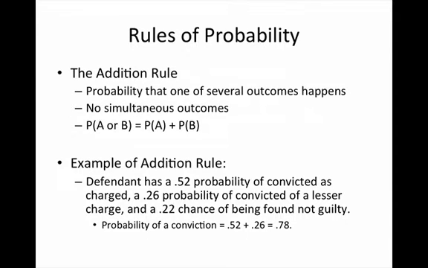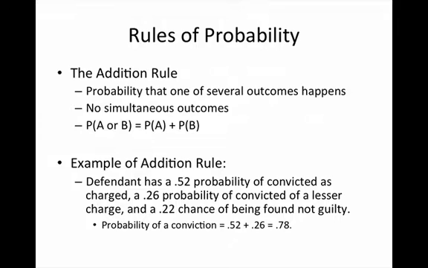I also can talk about the addition rule, and this is the probability that one of several outcomes is going to happen. And this is predicated upon the idea that there aren't going to be simultaneous outcomes. So if I want to know the probability of event A or event B, I define that as the probability of event A happening plus the probability of event B.